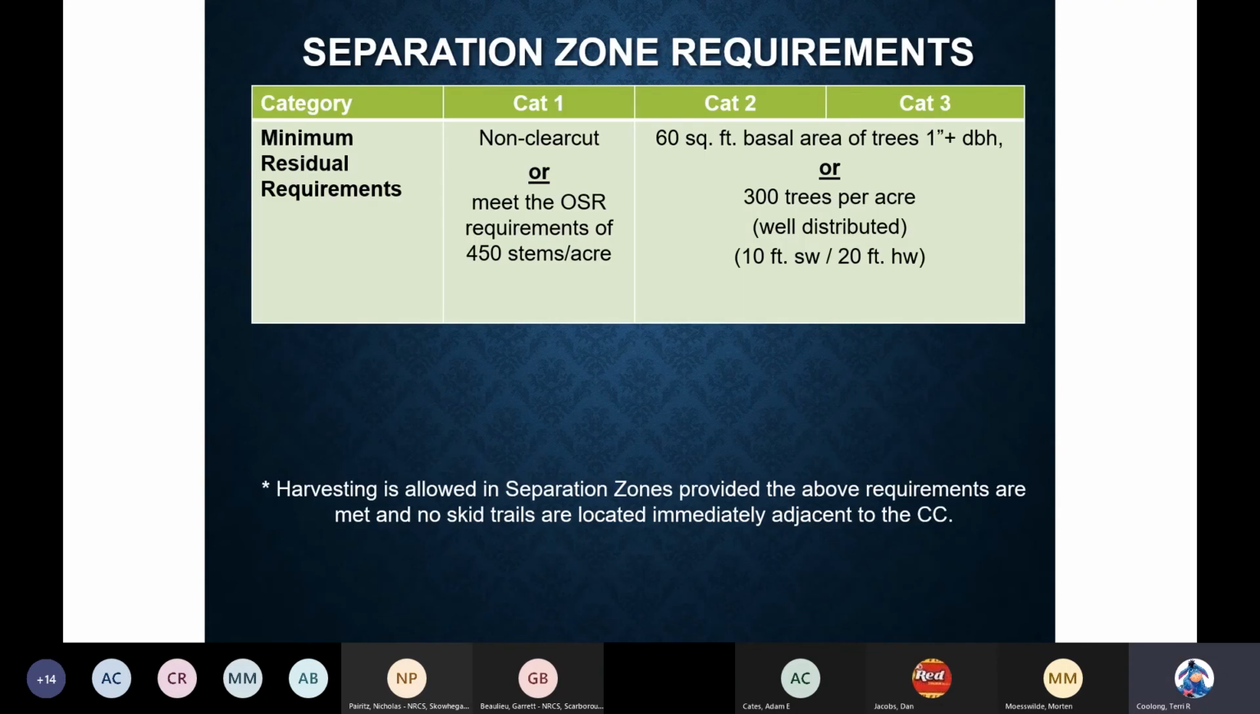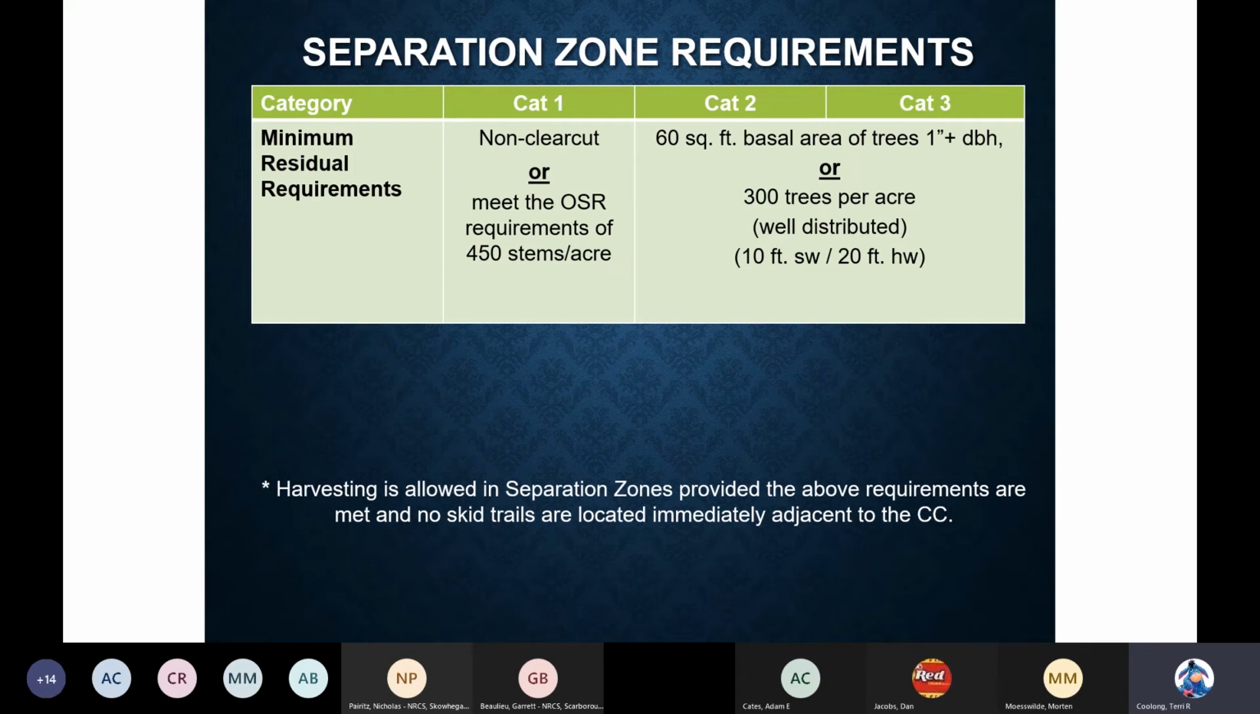All categories need to have some sort of separation zone from other clear cuts. If they're too close, then they join together and become one clear cut. And these rules become more stringent as the size of the clear cut becomes larger. So for category 1, the separation zone is basically that it has to be non-clear cut, or it has to meet the OSR requirements of a minimum of 450 stems per acre.